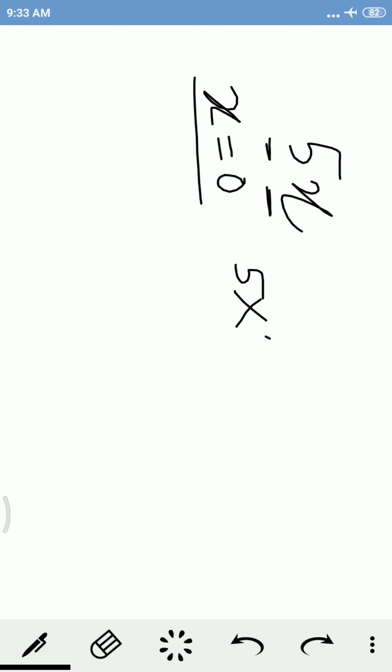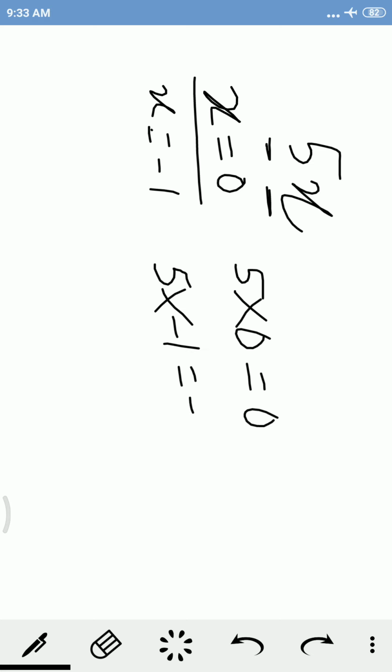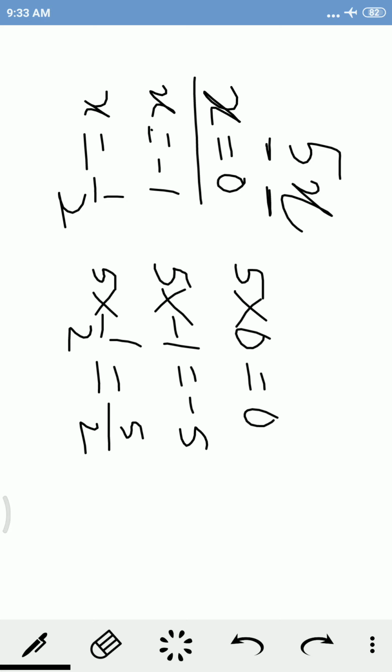Now in this 5x, 5 is a number and x is a variable, and we can take any value of x. Suppose I take the value of x as 0, so we will write 5 into 0 equals 0. If I take x equals minus 1, then we will write 5 into minus 1, that is minus 5. If I take x equals 1 by 2, so we will write 5 multiplied by 1 by 2, that is 5 upon 2. So here in place of x we can take any value, any integer, any fraction. After putting the value of x we are getting different values.